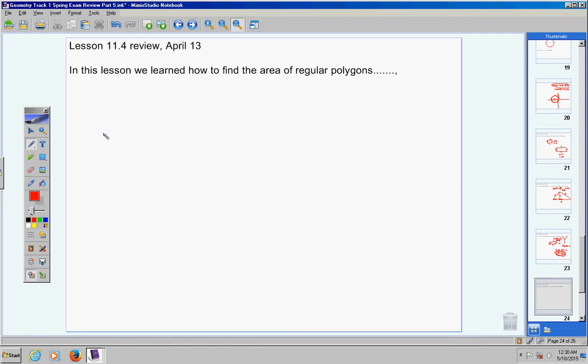In this lesson here, we learned how to find the area of regular polygons. Now the formula for the area of a regular polygon is simply this. Are you ready? 1/2 little a capital P. Now little a stands for the apothem or the apothem. Okay, I've heard it pronounced both ways. P stands for the perimeter. Alright, so please don't forget that.